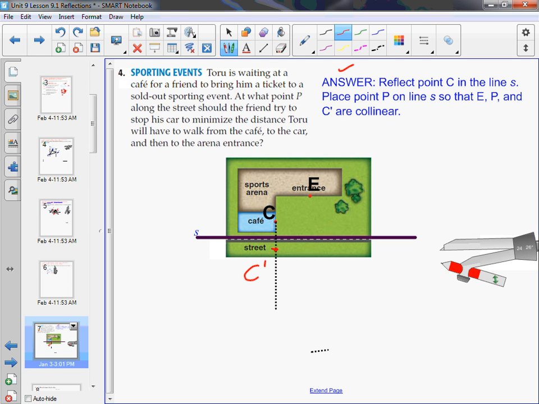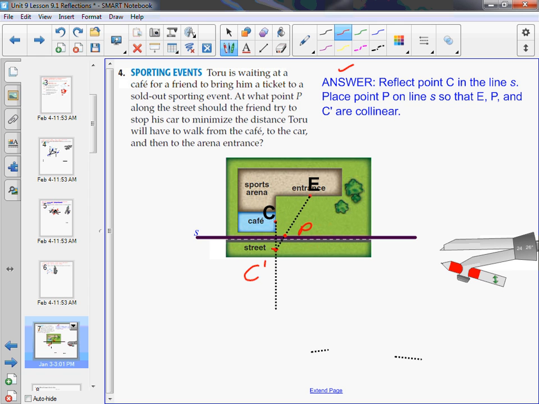Now, using your straight edge again, let's make a line from E to C prime. And see where the line from E to C prime crosses the line of reflection? That's point P, to park. That's where we need to park. That way, Tareu's path, and we're done. We've answered the question. That's where we need to park.